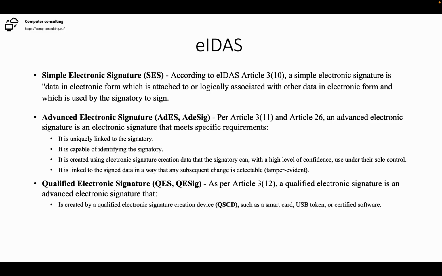which are created by a special electronic signature creation device, QSCD, using a smart card, USB token, or some certificate software. It's based on a qualified certificate for electronic signatures issued by qualified trust service providers listed on the EU trusted list. This is the reason why I chose my certificates issued by two of the providers listed as trust service providers.